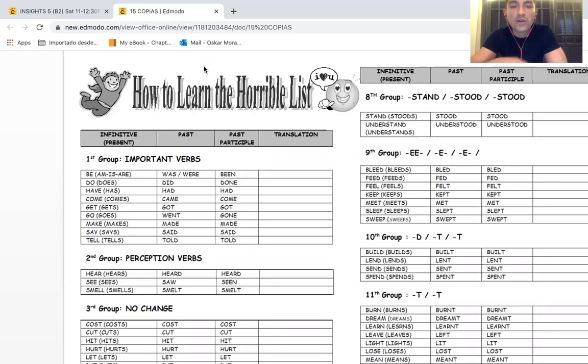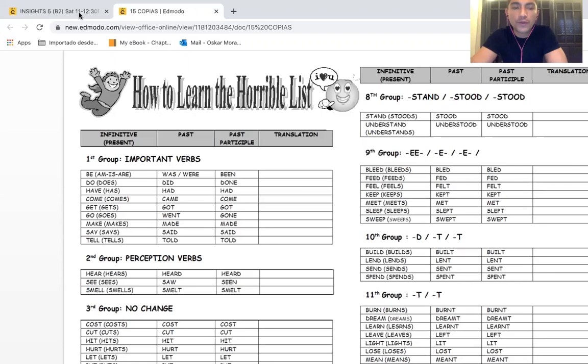It's called How to Learn the Horrible List, and it's called this way because it's usually very frustrating to learn it. What I did is I classified it in different categories so you guys can learn it more easily and more clearly. You have different groups. One is for important verbs, perception verbs, verbs that don't change, and the ones that have similar patterns.